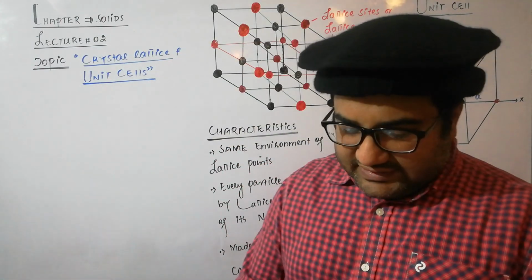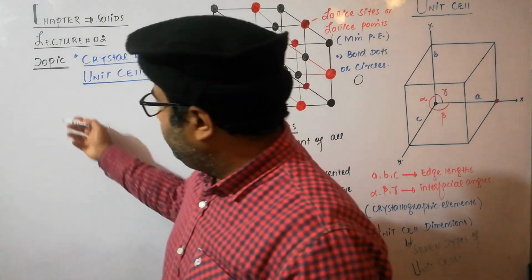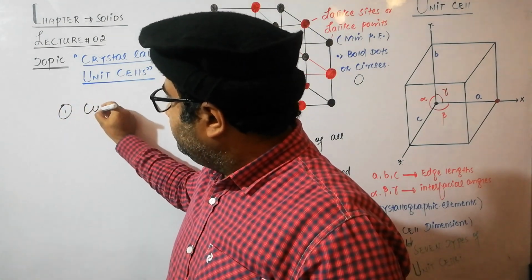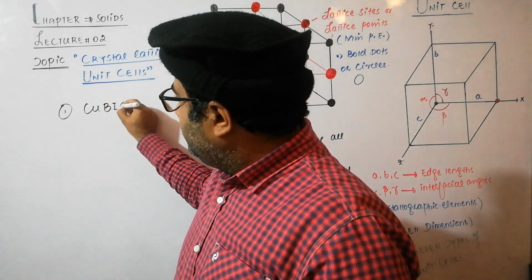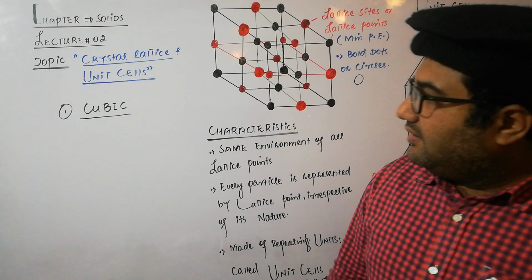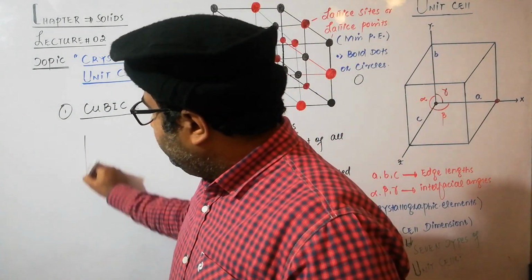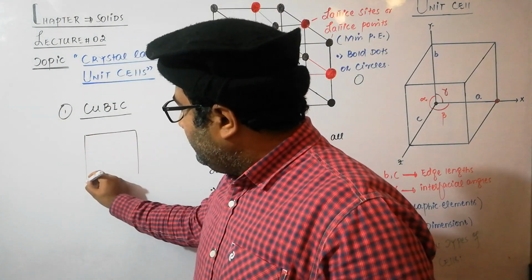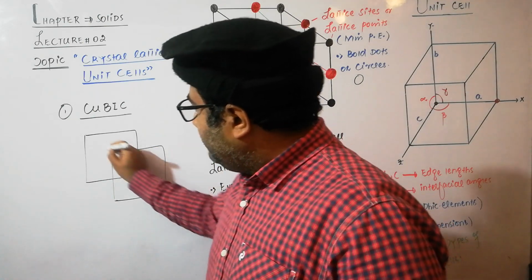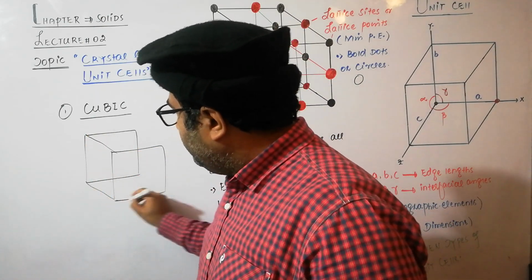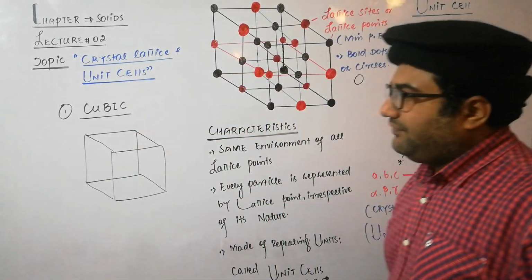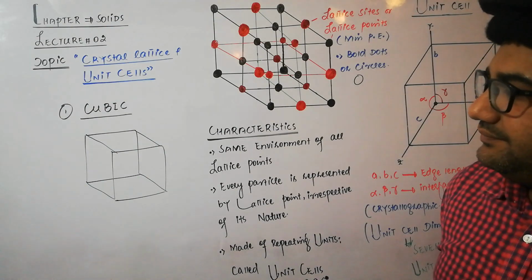The first unit cell is cubic, or cube. Now let us draw a cube. It is simple to draw. It is something like this. This one is a cube.